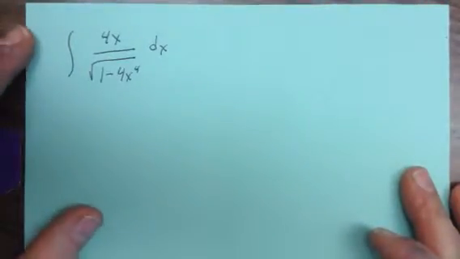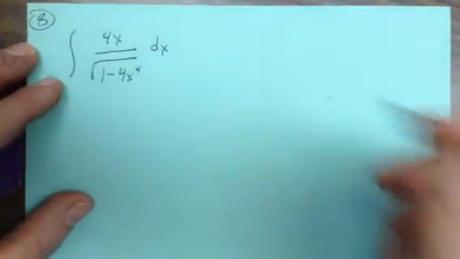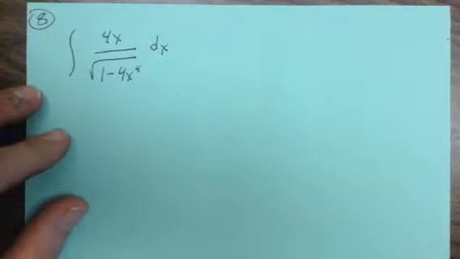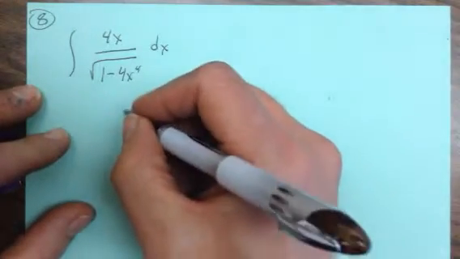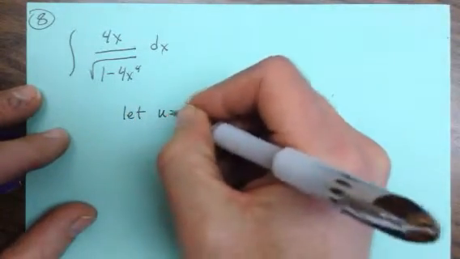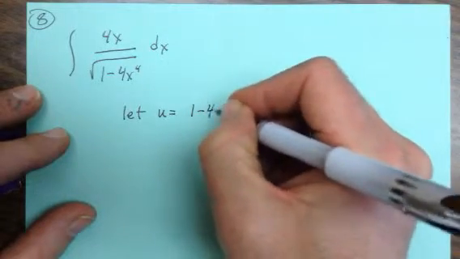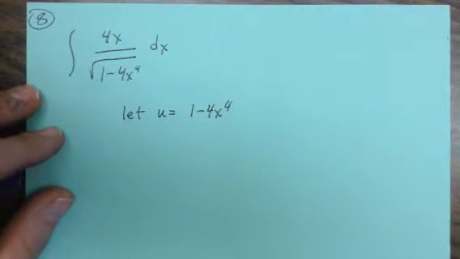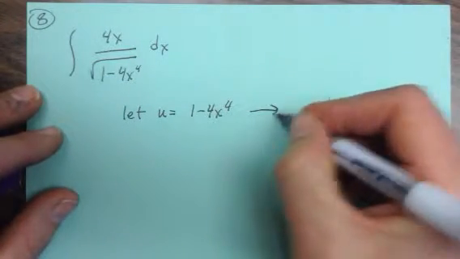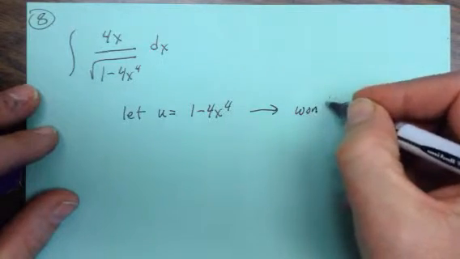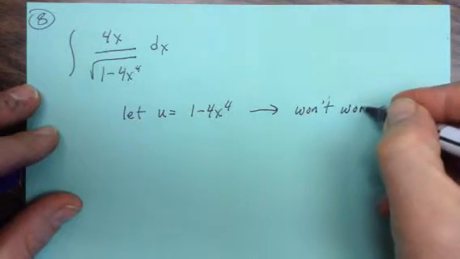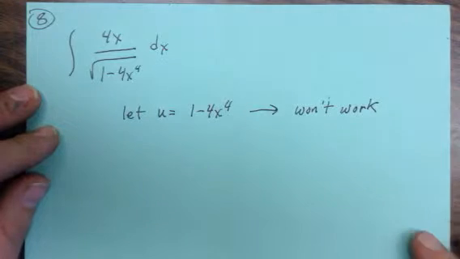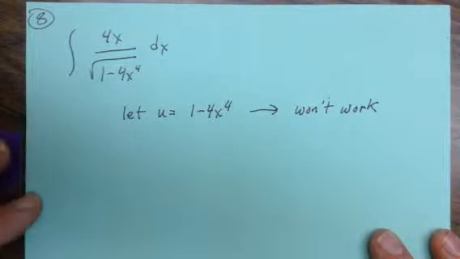All right, this is number 8 from that practice sheet, and probably what you tried is, hopefully, you made this mistake. Let u equal 1 minus 4x to the 4th. That's sort of the obvious substitution. Except try that, see what happens. What you'll find is it won't work. But it is a mistake worth making.